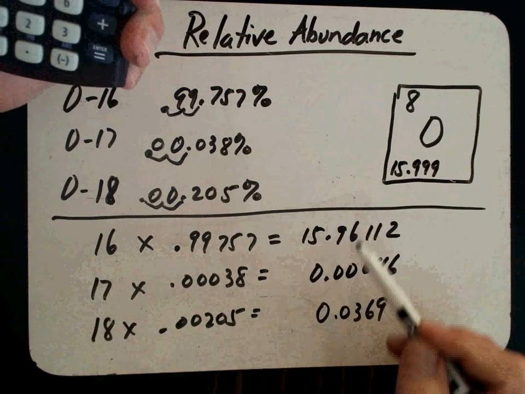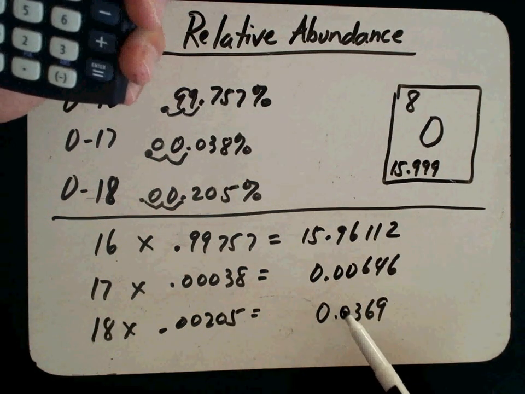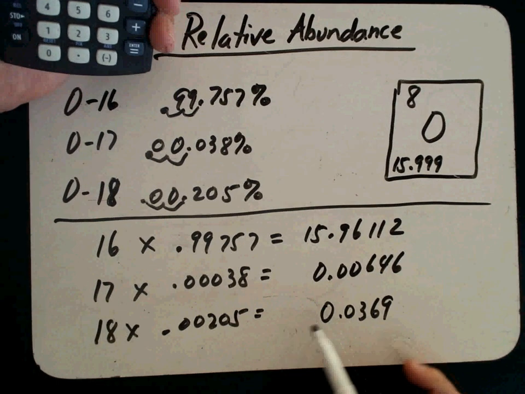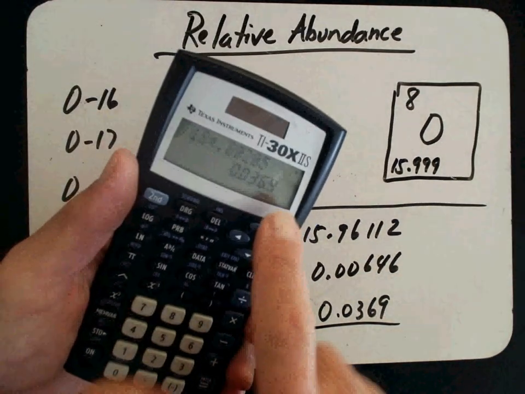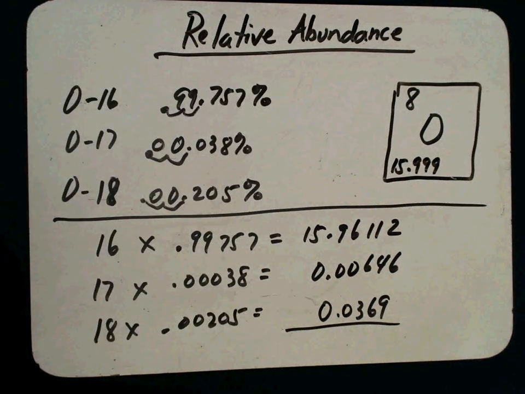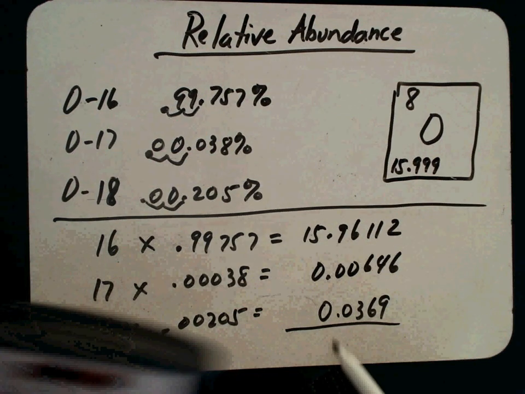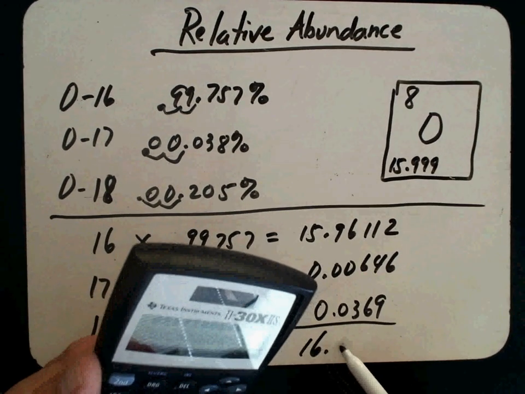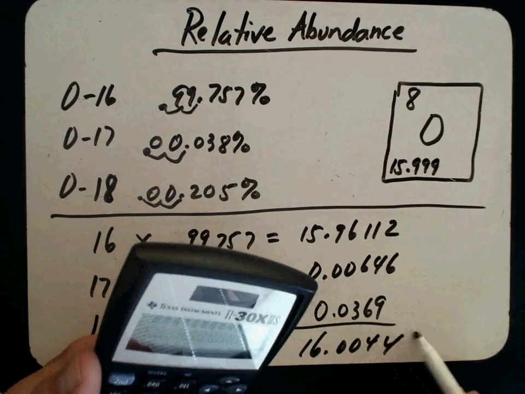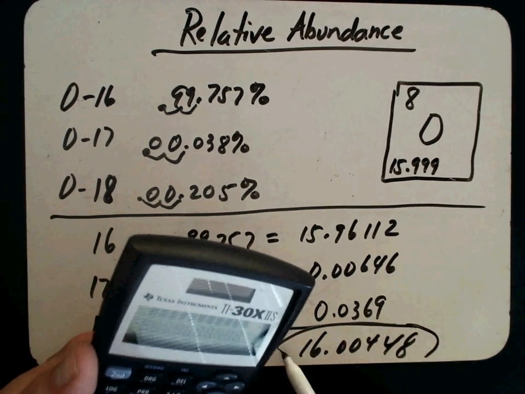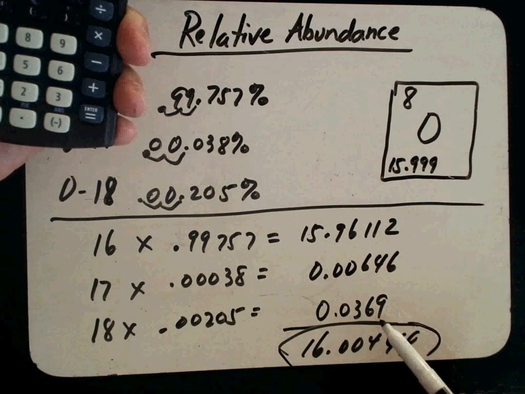100%. So that means all of these weights equal 100% of how much its weight is. So we're going to add these three numbers. I'm going to take that number I just had, add the other one, 0.0646 plus 15.96112 equals 16.00448. That's the average. Look how close that number is to this.